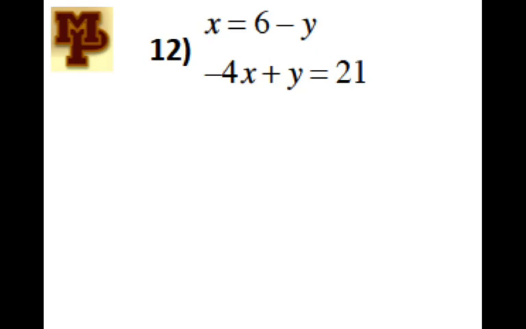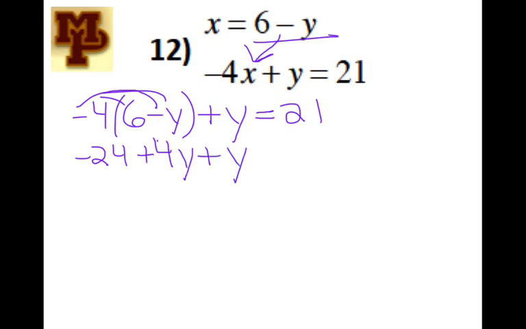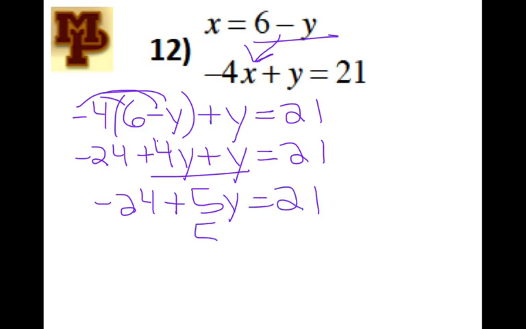Okay, another one of substitution. X equals 6 minus y, so we're going to take it and plug it in there. So this would be negative 4 parentheses 6 minus y plus y equals 21. So we're going to have negative 24 minus, actually plus, we have a negative times a negative, so that's going to be plus 4y plus y equals 21. We're going to have negative 24 plus 5y equals 21.